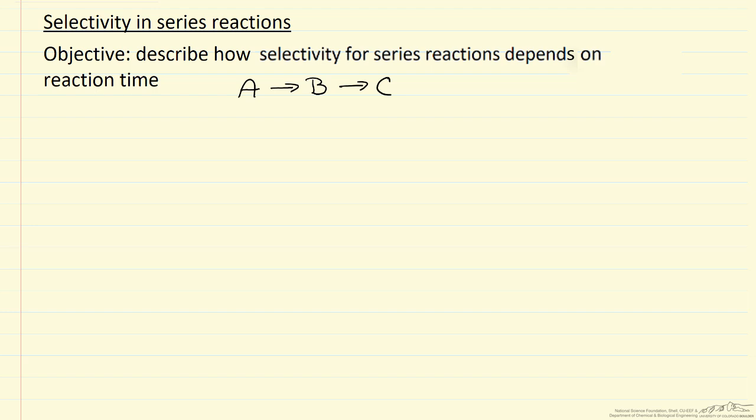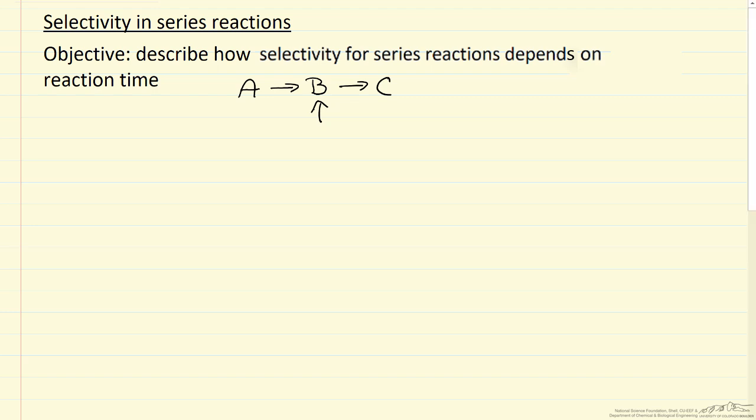Here we're going to look at series reactions and how selectivity changes with reaction time. Lots of reactors have multiple reactions, and for series reactions, it's often the case that this product B is the desired product. And so the most important variable then is reaction time.